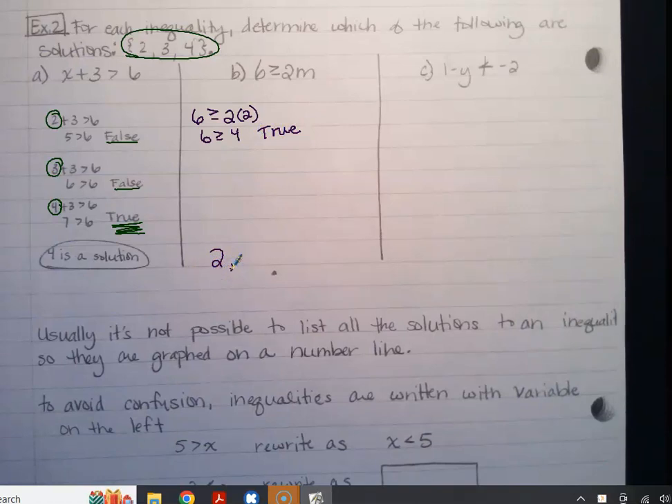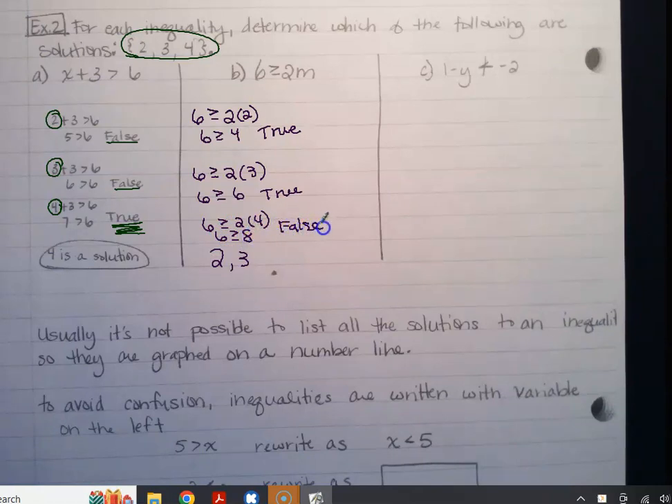We're going to do the next one. 6 is greater than or equal to 2 times 3. Now we're doing the 3 up here. So 6 is greater than or equal to 6. True. Okay, so 3 is a solution. And our last one. 6 is greater than or equal to 2 times 4 this time. 6 is greater than or equal to 8. False. So 2 and 3 are solutions.